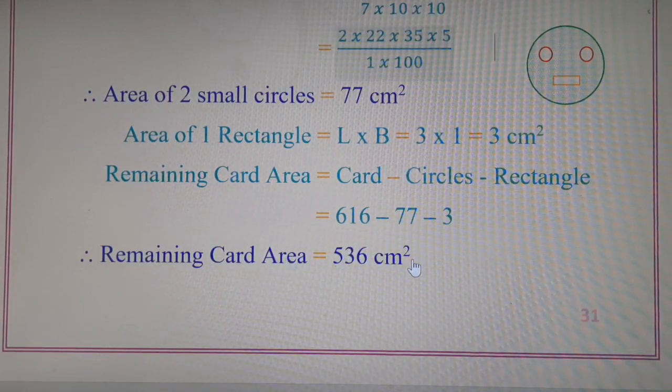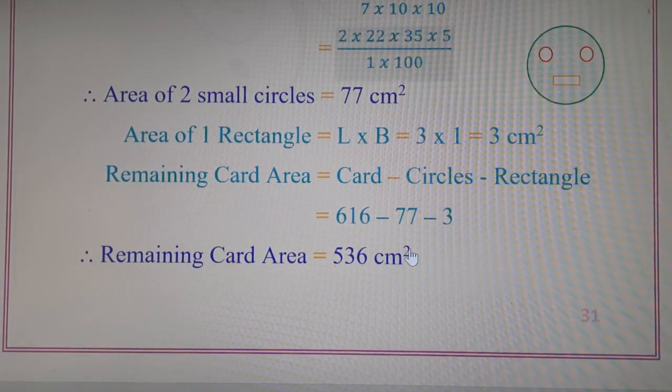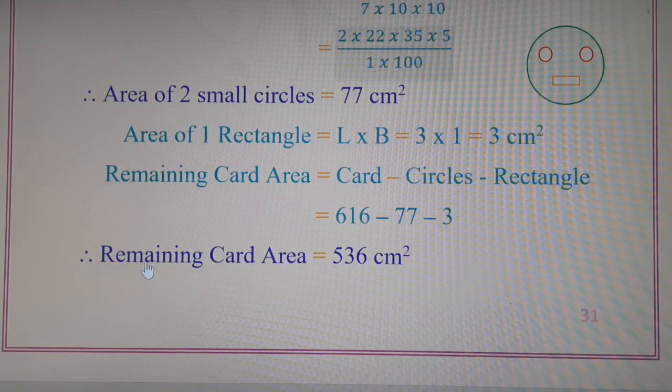Whenever the area topic is there, in the unit we have to write centimeter raised to 2, and we'll read it as centimeter square or square centimeter. Therefore, the final answer statement will be: remaining card area is 536 square centimeter.